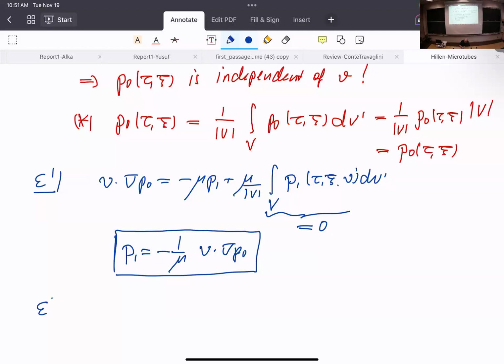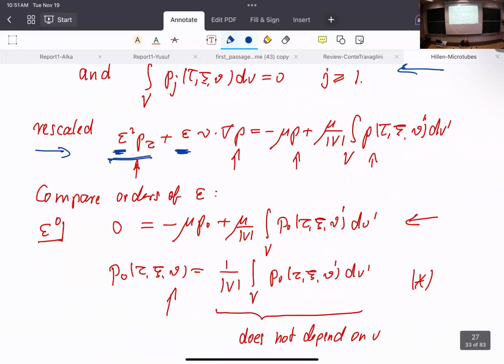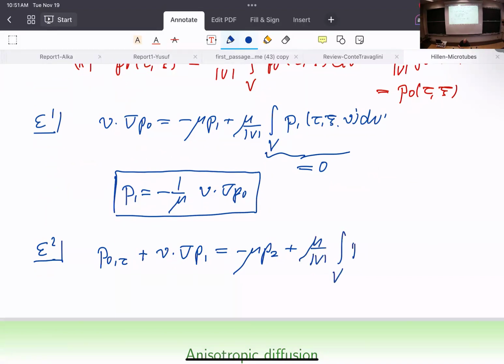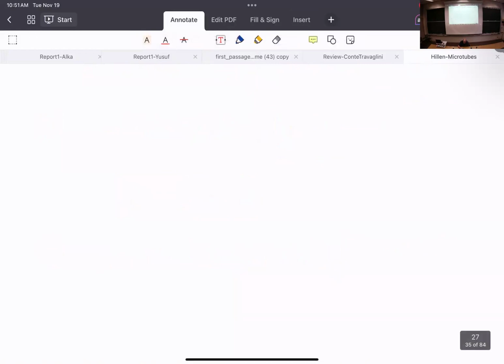Okay, so then we do one more, epsilon square. If I look for the epsilon square terms, this is the first time the time derivative plays into this. So then we get P0 tau derivative plus v times gradient P1 is minus mu P2 plus mu divided by v integral over v P of tau c v prime dv prime. And this is P2, so second order in epsilon. Now we could try to solve it for P2, but I do actually a simpler step. I just integrate this over velocity space.